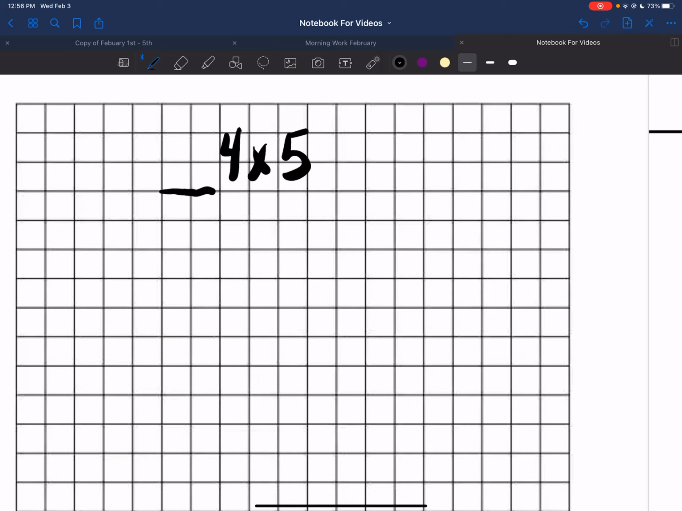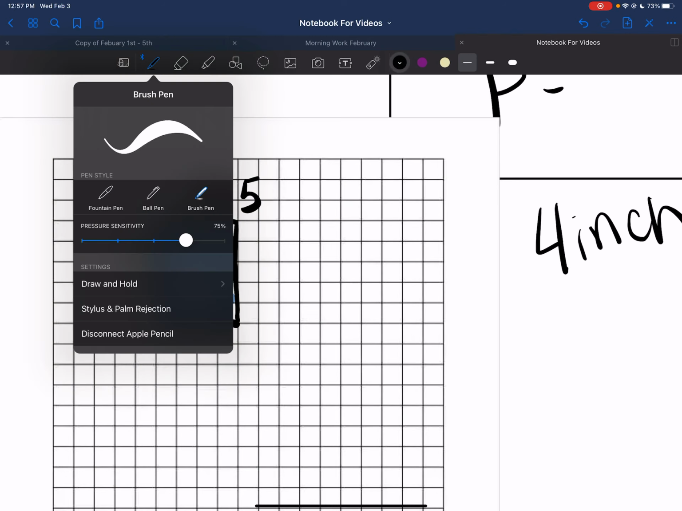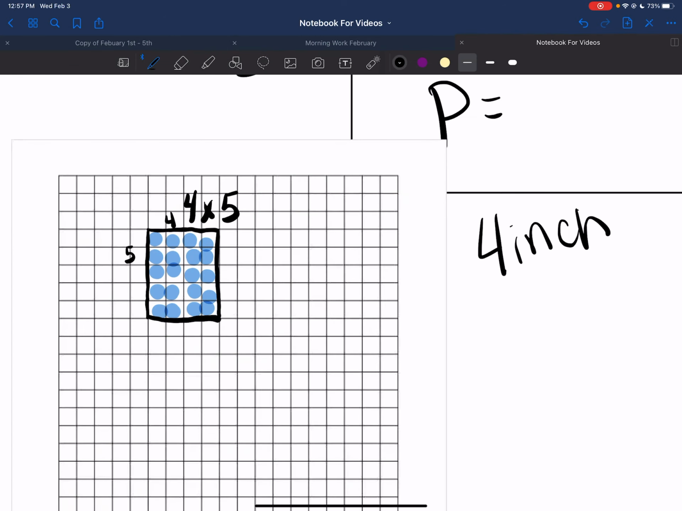So it would have 4 square units across the top: 1, 2, 3, 4. 5 square units down the side: 1, 2, 3, 4, 5. And I would finish drawing that in here. 4 by 5. Now we know that to find the area, all I have to do is count the square units inside. So 1, 2, 3, 4, 5, 6, 7, 8, 9, 10, 11, 12, 13, 14, 15, 16, 17, 18, 19, 20. So after counting my square units, the area of this rectangle is 20.